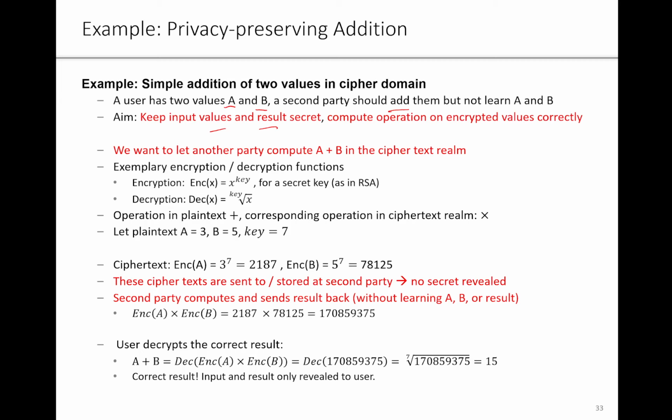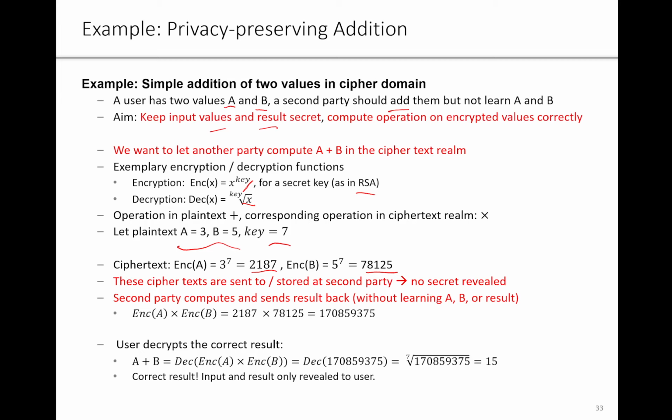Okay, so let's say we use as encryption x to the power of e, where e is the key, as in RSA, and the encryption is this. Then we can really play it through. So if this is A and B and this is the key, then we could calculate this is the encrypted value of A, and that's the encrypted value of B.